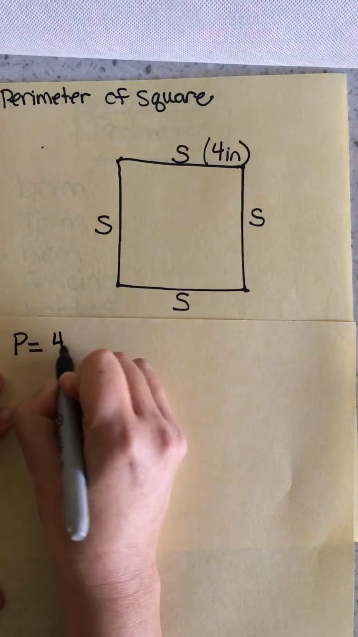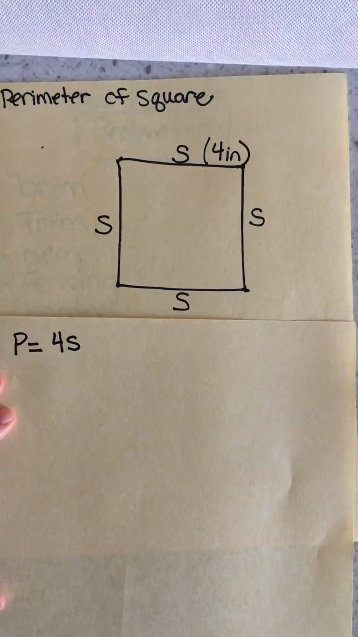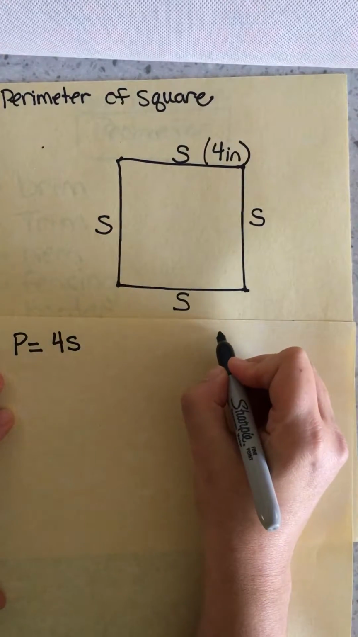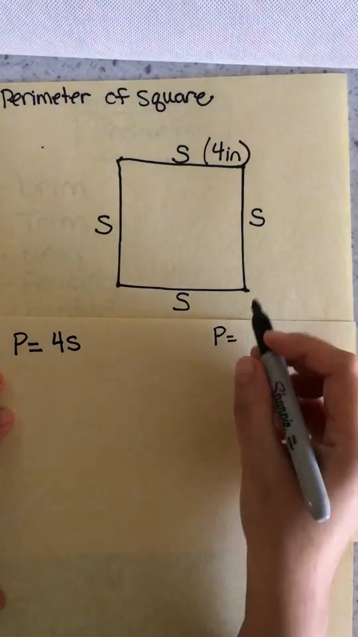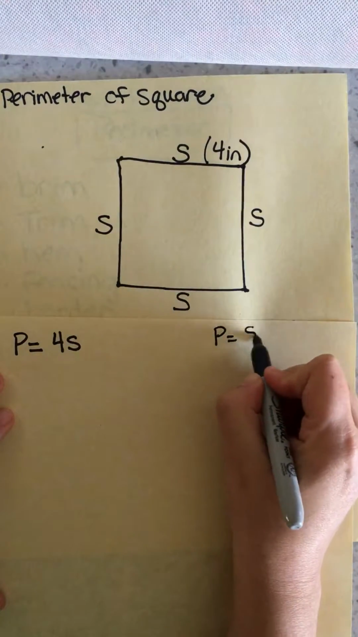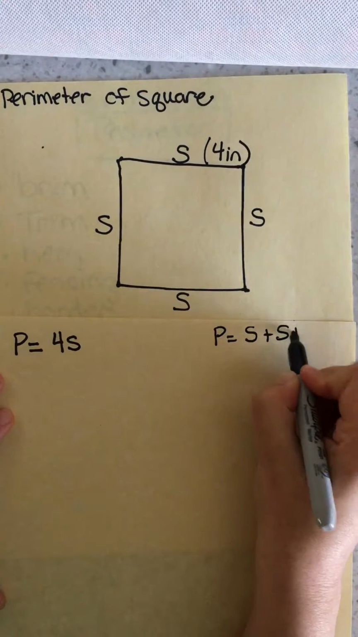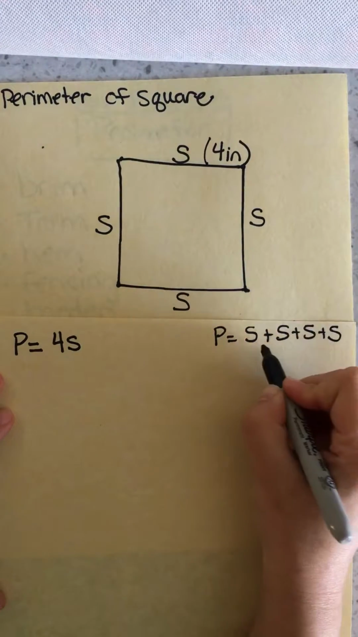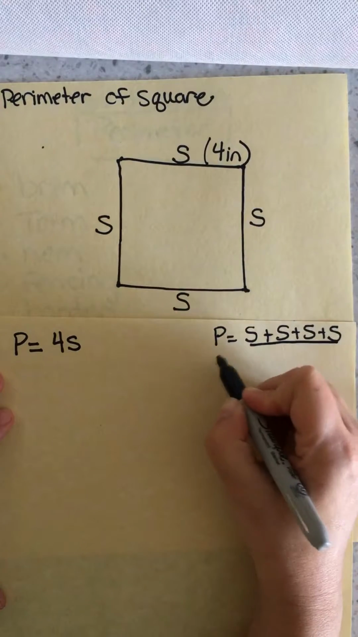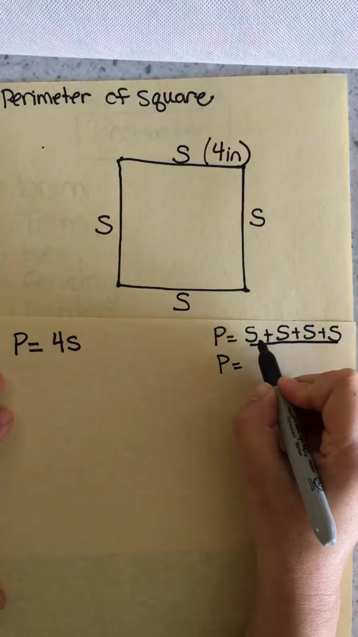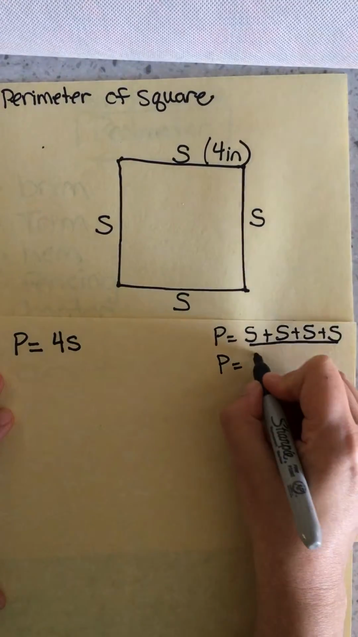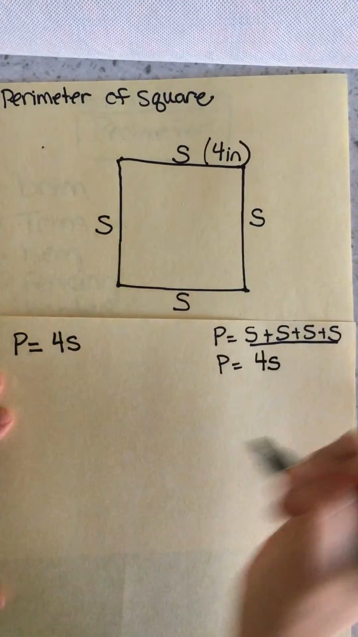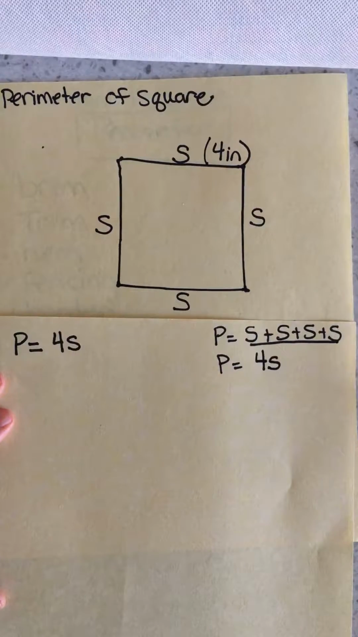Well, where did this come from? Well, let me show you over here. The perimeter is equal to, S stands for the side of the figure, and we know all the sides are the same. So a side plus a side plus a side plus a side. And how many sides are there? There are 4 sides. So instead of taking side plus side plus side plus side, repeated addition, we could say 4 sides. And that's where this formula came from.